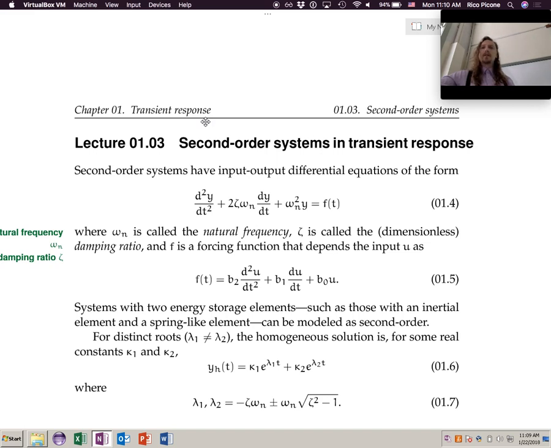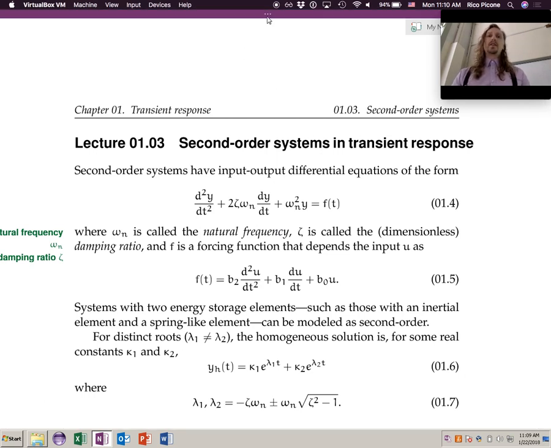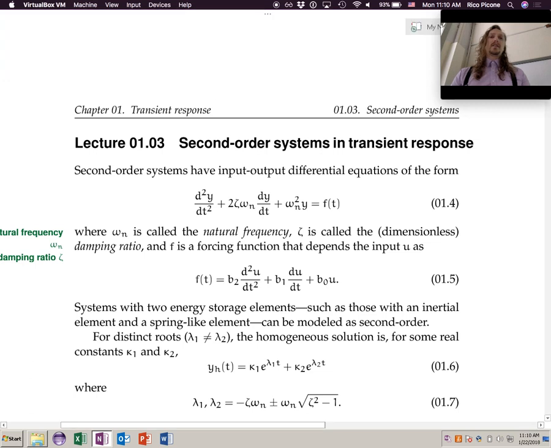Second-order systems have input-output differential equations of this form. This is what we're going to call the standard form for a second-order system. Notice that there's a second time derivative, making it second order. 2 zeta omega n is what we're going to call the coefficient. So the coefficient is just this entire term, 2 zeta omega n. Like our typical standard, the coefficient of this term is 1.